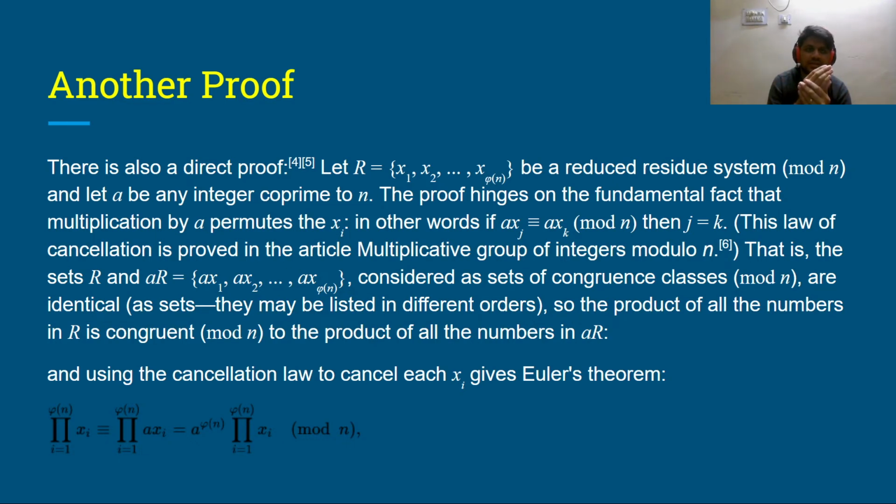In other words, if a·xj ≡ a·xk (mod n), then j = k. That is, the sets R and aR = {ax1, ax2, ..., ax_φ(n)} are equal. Considered as sets of congruence classes they are identical, so the product of all the numbers in R is congruent to the product of all the numbers in aR, and this is the proof we are getting from this.